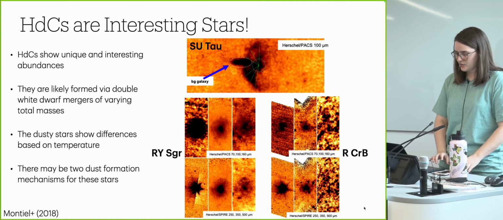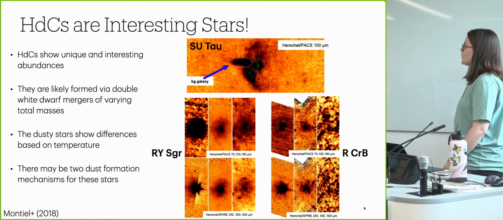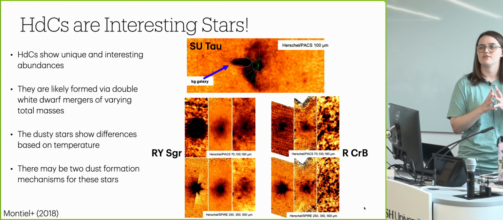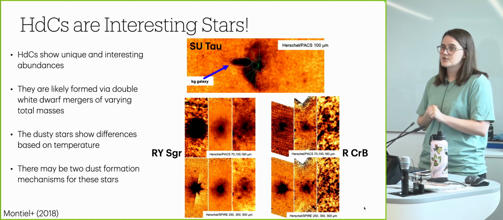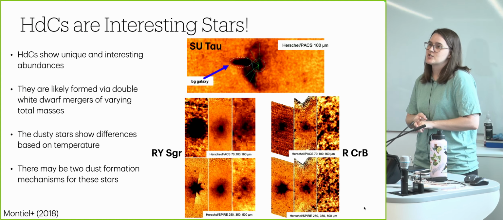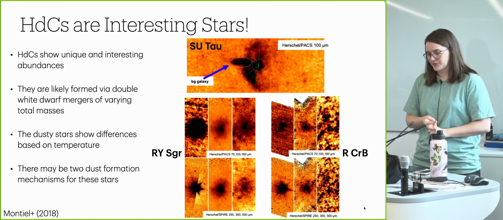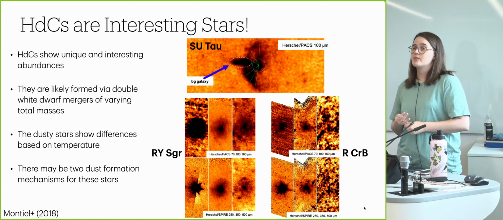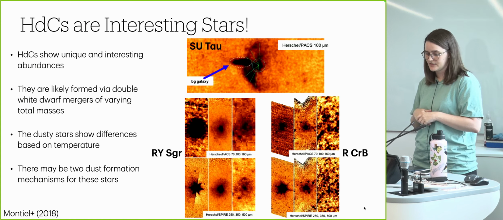I'm going to end here on my fun summary slide, wherein I hope what I got across in all of this information is that HDCs, hydrogen-deficient carbon stars, are really interesting stars. They're unique. They show interesting abundances. They're unique in that they are an exotic formation channel. They're formed by double-white-dwarf mergers of varying total masses and mass ratios. We see that the dusty stars show a lot of differences based on their temperature, and we're starting to get an idea of what might be going on with the dust, but a lot more work is yet to be done.